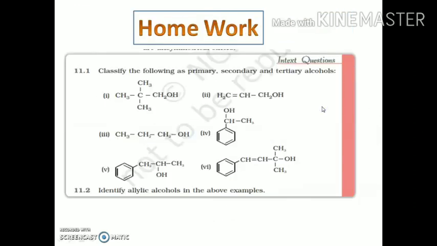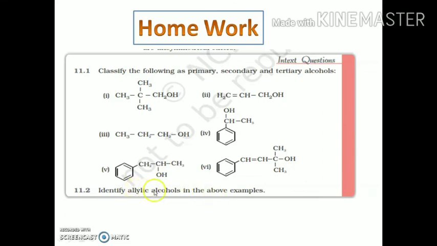Now this is your homework. You have to classify the given alcohols as primary, secondary and tertiary alcohols. Let us suppose this is the alpha carbon atom and this carbon is directly attached to one carbon atom. So that means this alcohol is a primary alcohol. You have to classify the other alcohols also as primary, secondary and tertiary alcohols, and you have to identify the allylic alcohols from the above examples.